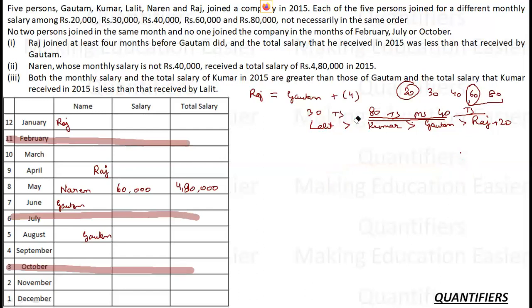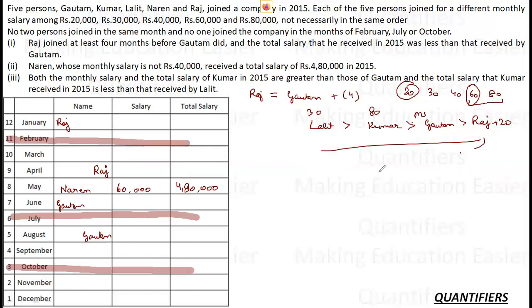What are the possibilities? Raj is joining in January. In that case, June is Gautam, and if Raj is joining in April, in that case, August is Gautam. So these are the 2 cases. Now we have to satisfy the total salary condition also.